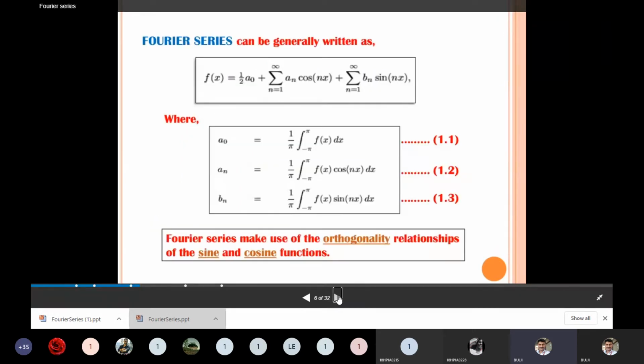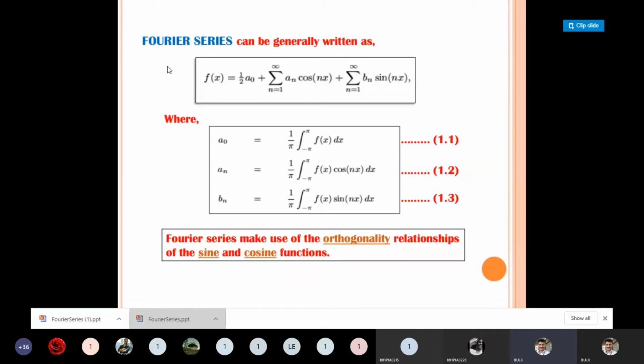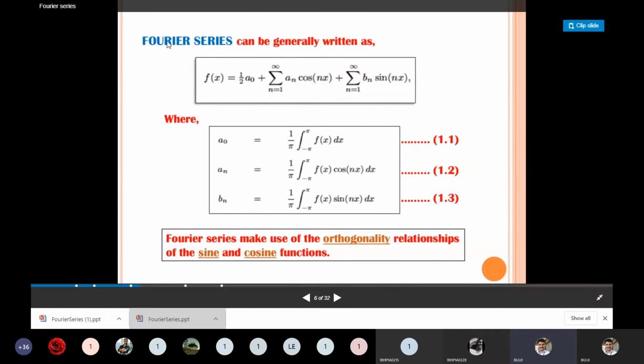See, this is the Fourier series. The Fourier series we can calculate. Last class I already gave these formulas. Last class, all of you noted down these formulas. This is very useful for you.